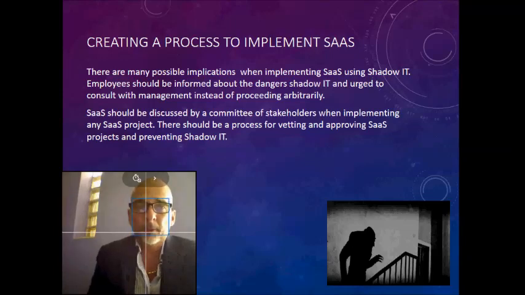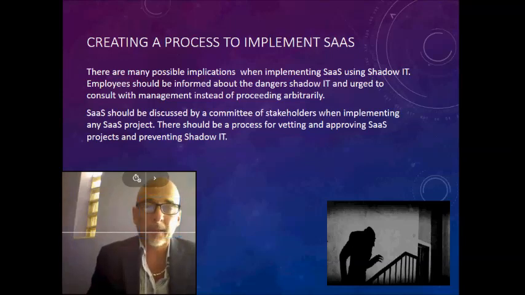Creating a process to implement software as a service. There are many possible implications when implementing software as a service as a shadow IT project. Employees should be informed about the dangers of shadow IT and urged to consult with their manager and not install anything arbitrarily. SaaS should be discussed by a committee of stakeholders before implementing any project. There should be a process for vetting and approving all SaaS projects in order to prevent shadow IT.